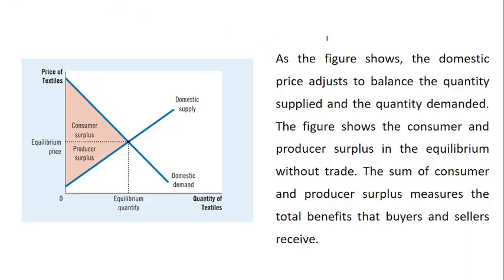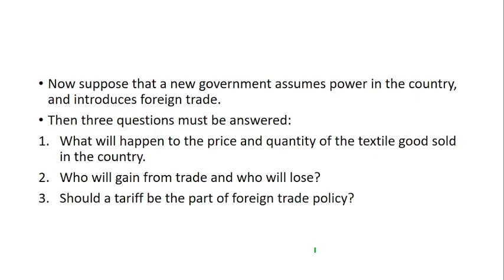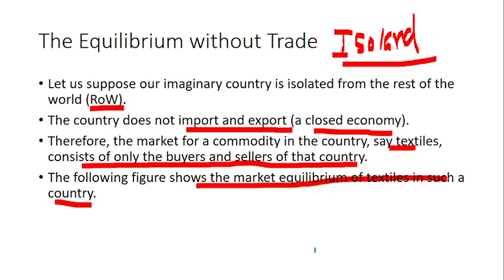So this is the explanation. As the figure shows, the domestic price adjusts to balance the quantity supplied and quantity demanded. And the figure shows the consumer and producer surplus in the equilibrium without trade. The sum of consumer and producer surplus measures what? The total benefit that buyers and sellers receive. So this figure explains a case where there is no trade, the equilibrium of the economy without trade.